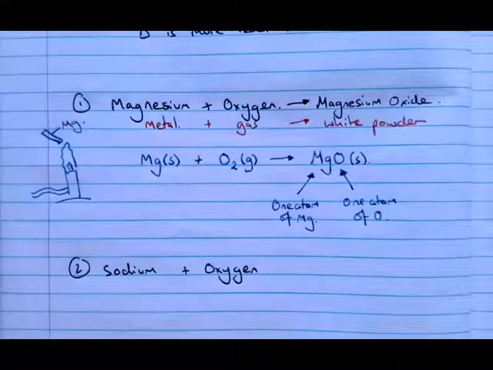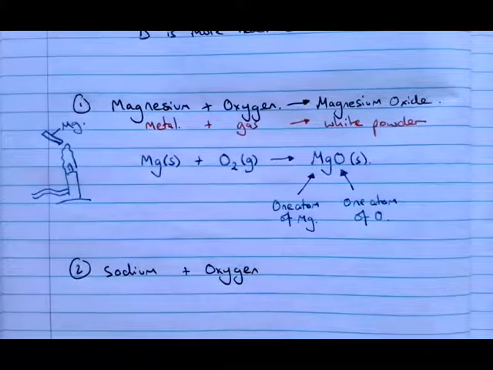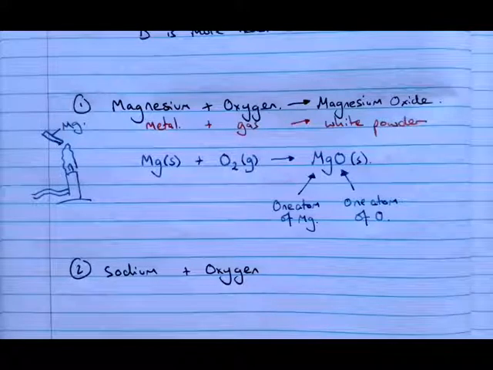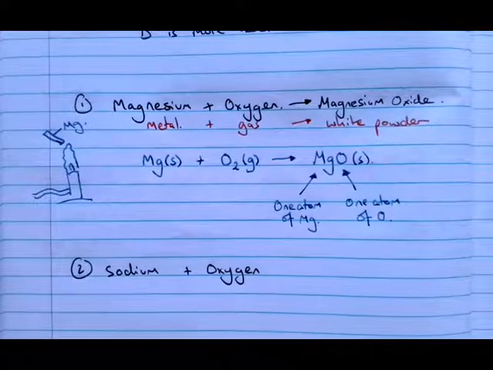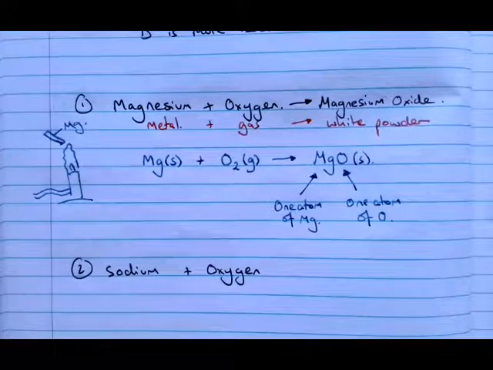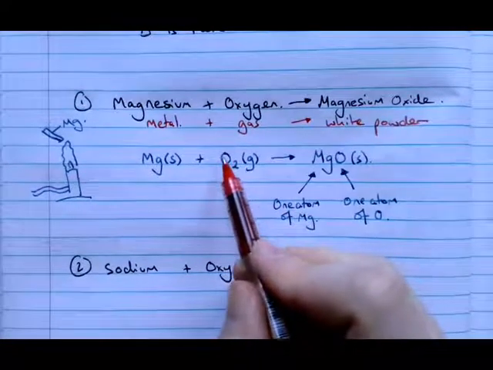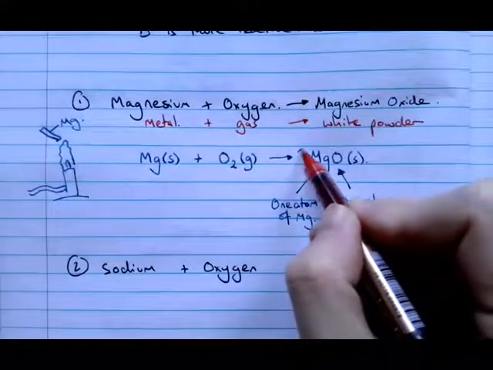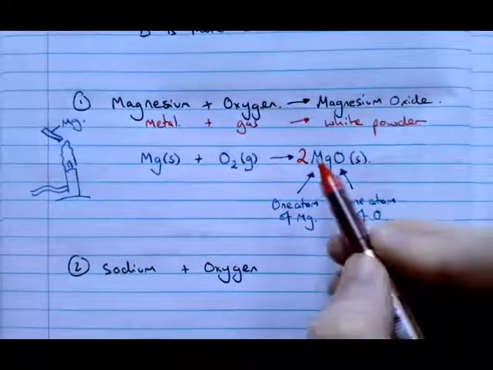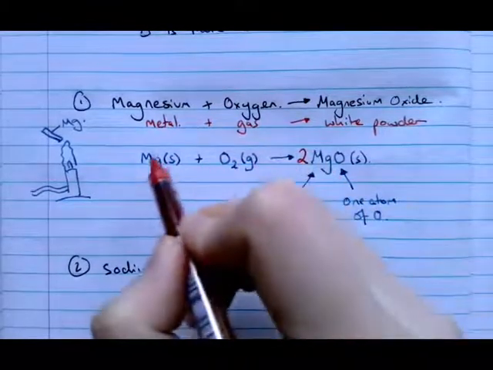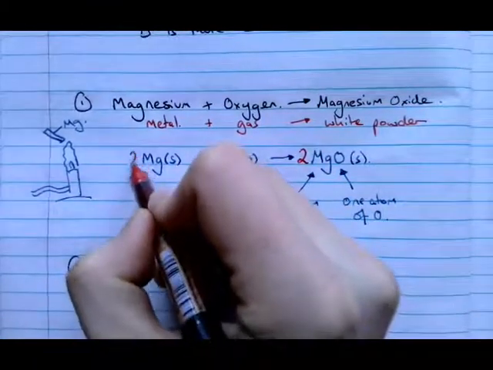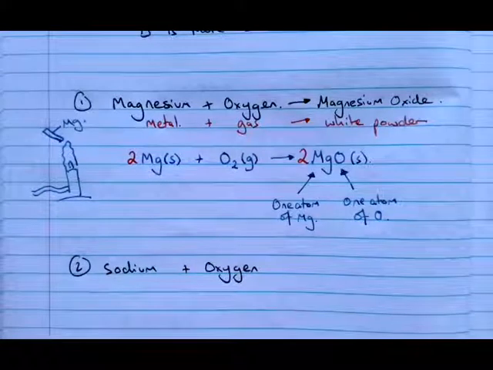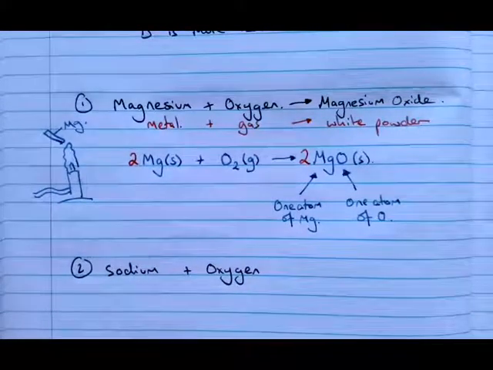Now that equation isn't balanced, so pause the video now and have a go at balancing it yourself. Okay, so you should have got, well, there are two oxygens here, so I'm going to need to have two oxygens here. So I need to put a big 2 in front of there. But that means that I've got two magnesiums, so I need to put 2 over here. And there is your balanced equation.